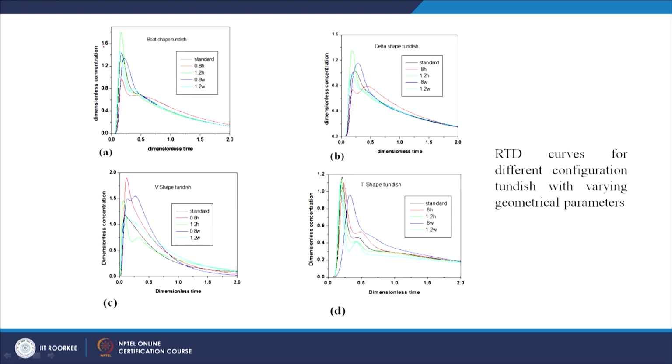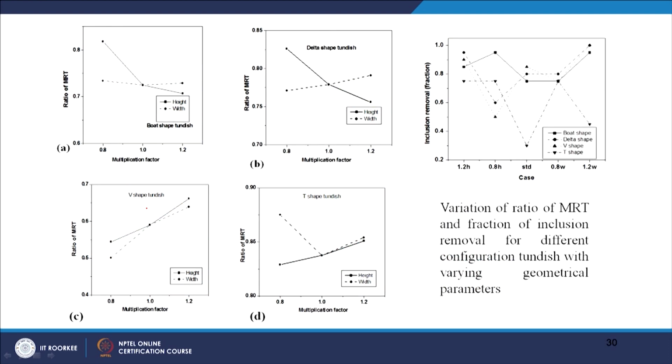Now, again if you look at the width, in the smaller width case this is again a smaller peak. So, a better MRT is being observed. But if you look at the V shape, in that case these smaller dimensions are not showing improved results, and that can be seen for the V shape. In these cases your ratio of MRT is being smaller.